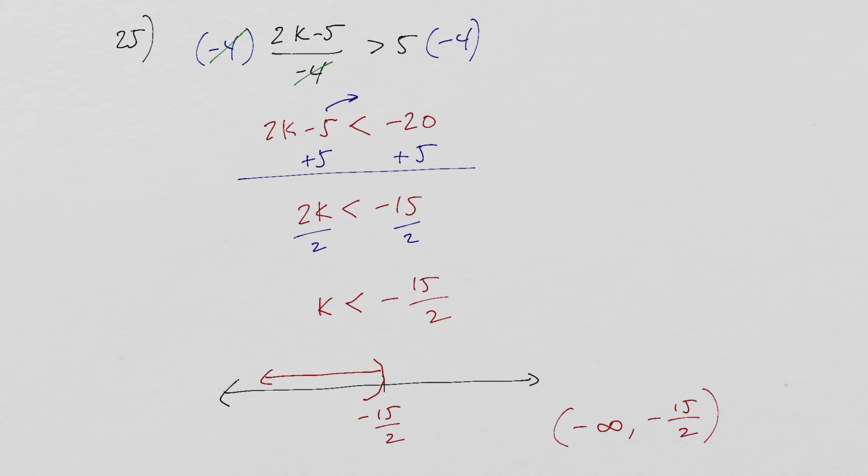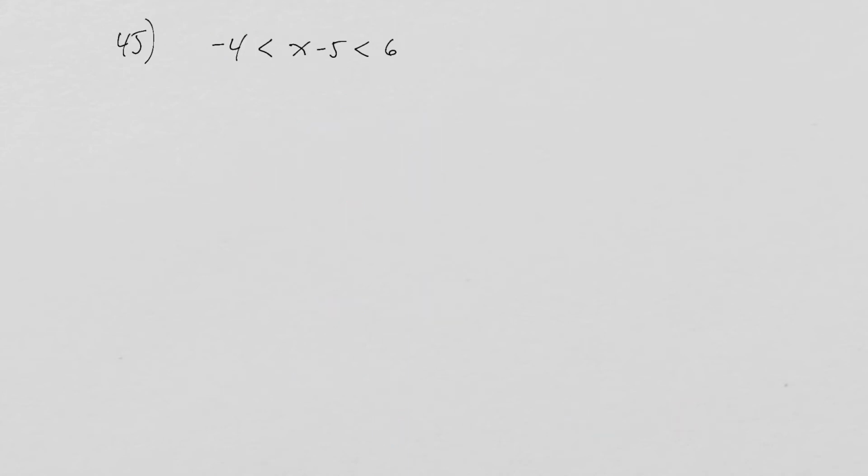By the way, infinity always has a parentheses because there's no actual number that's equal to infinity. Okay, for number 45, this is a compound inequality. Really what you have are two inequalities. One is that negative 4 is less than x minus 5, and a separate inequality that says x minus 5 is less than 6. And we just put it into one inequality like this.